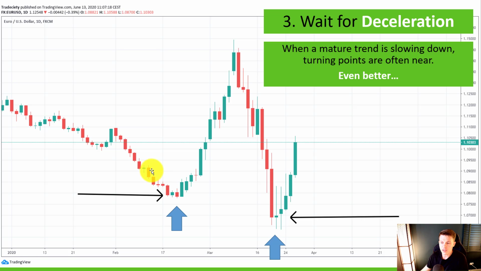And the point number 3, the tip number 3, is to wait for deceleration. And you can even nicely combine that with previous support and resistance or trend lines.